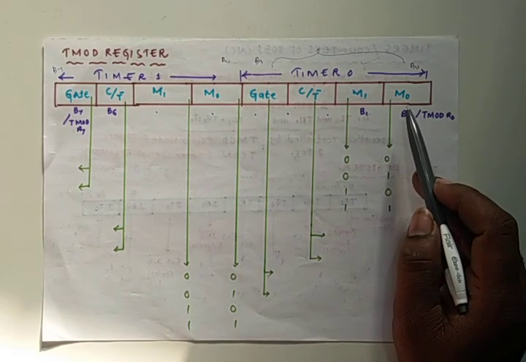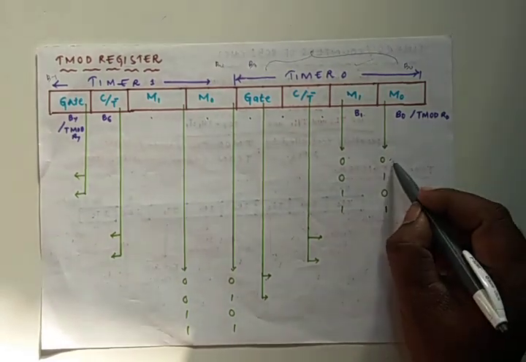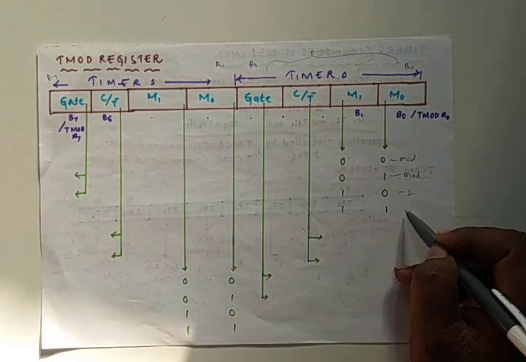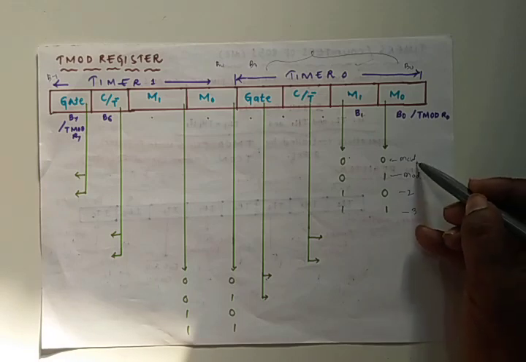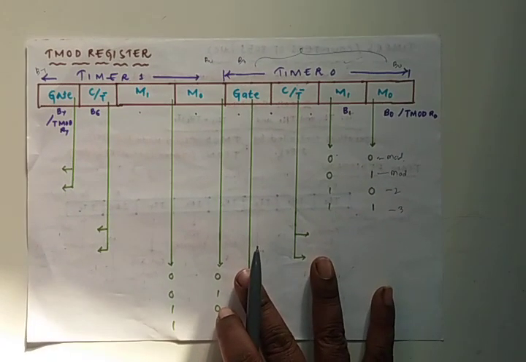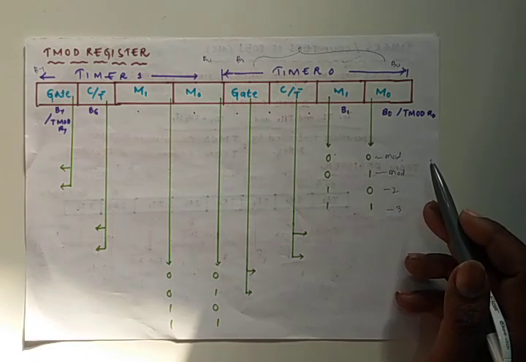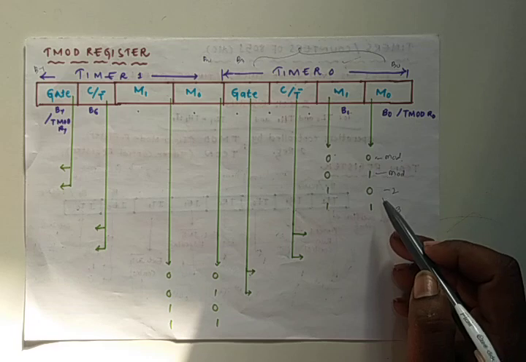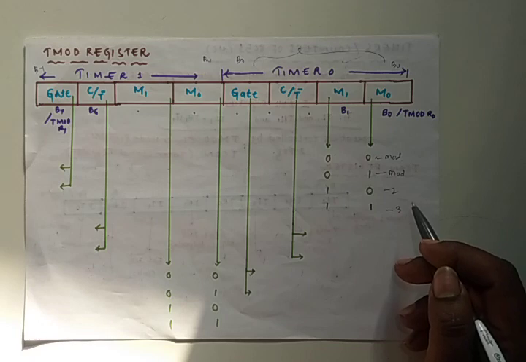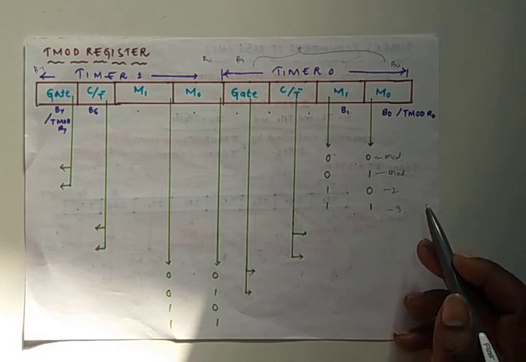M0 M1 are mode select bits. Whenever this is 0 0, that is mode 0, and this is mode 1, and this is mode 2, and this is mode 3. In mode 0, a 13-bit timer 0 or 13-bit counter can be used. In mode 1, a 16-bit timer 0 or counter 0 can be used. In mode 2, an 8-bit auto-reloaded timer 0 or counter 0 can be used. In mode 3, two separate 8-bit counters are used for timer 0 and timer 1.